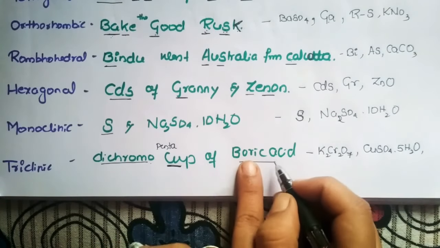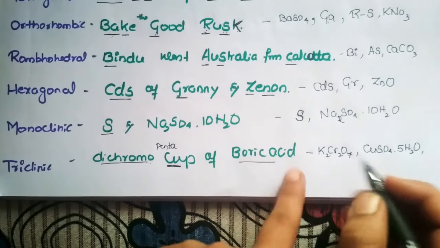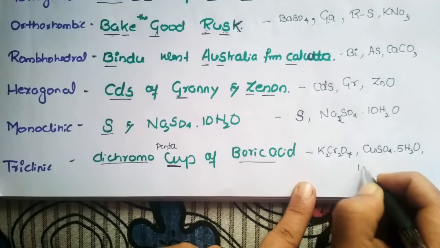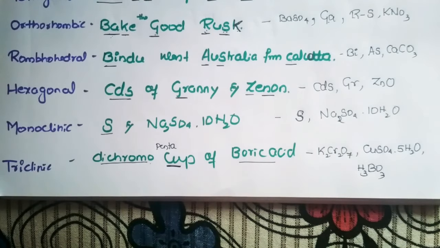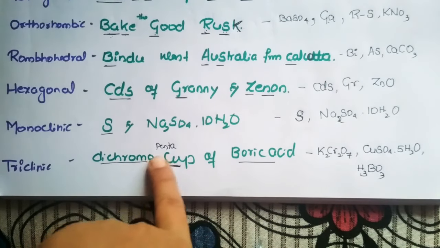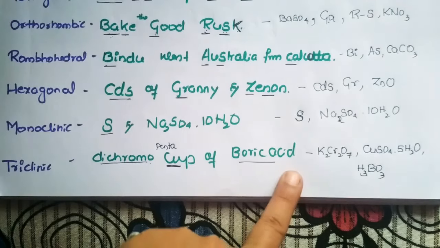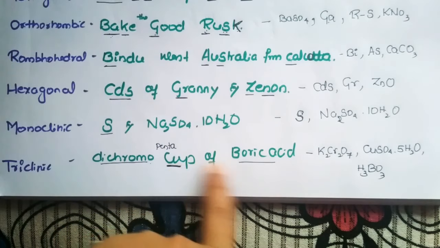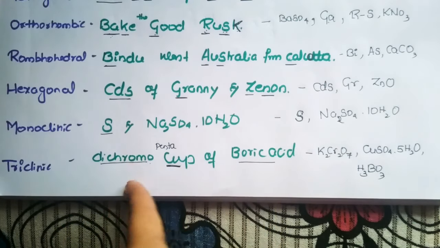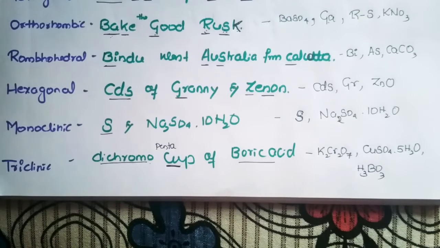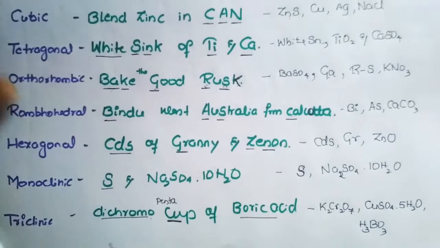And one more example, boric acid, directly I have given, so you can write here boric acid, H3BO3. So that is "dichromo-pentacup of boric acid." Penta, 5 cups of boric acid, that is made up of dichromo. Like that you can take it. You can understand it. So these are the ways through which you can remember the Bravais lattice examples in an easy way.